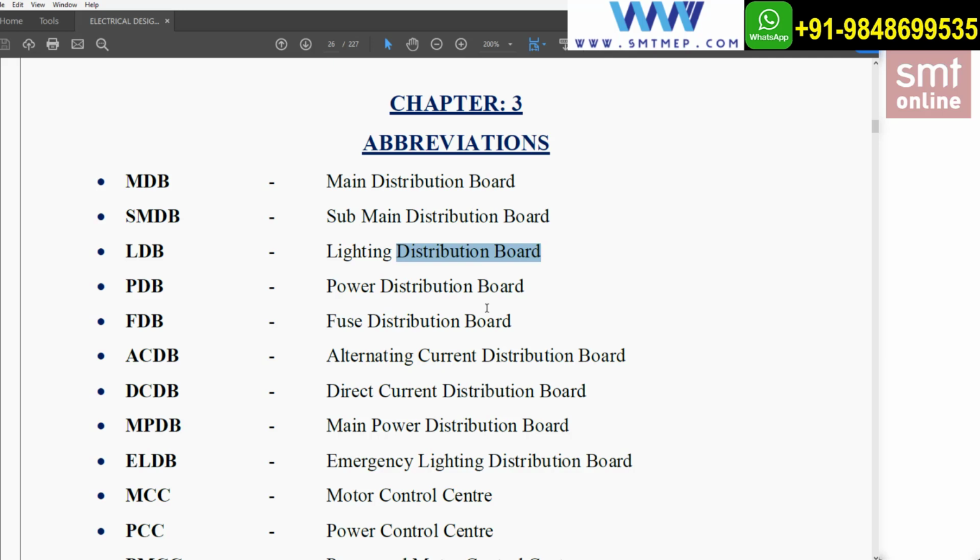So when you work with respect to any of the commercial projects, there they will differentiate the loads with respect to lighting distribution board and power distribution boards. So in the lighting distribution boards, they will place the light loads, which consume the power less than 100 watts. Again, same thing for the power distribution boards. Whatever the load which consumes the power of more than 100 watts, that comes with respect to power distribution board.